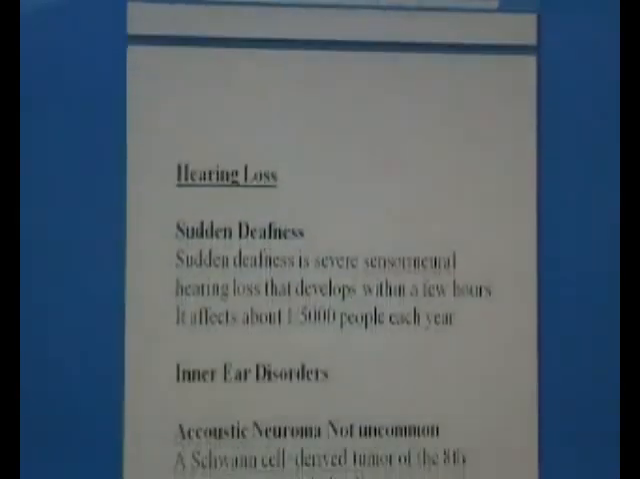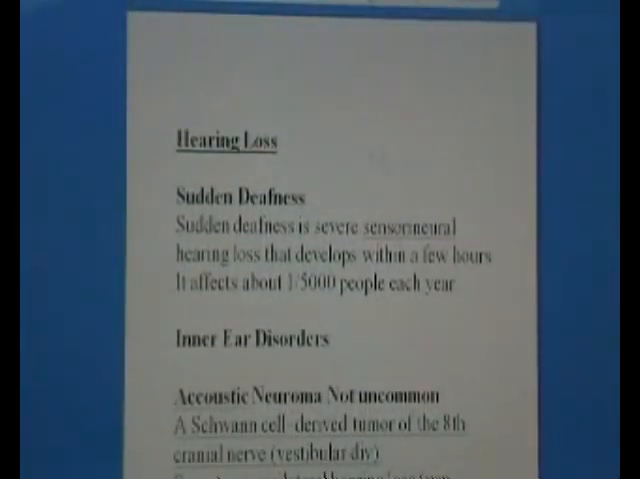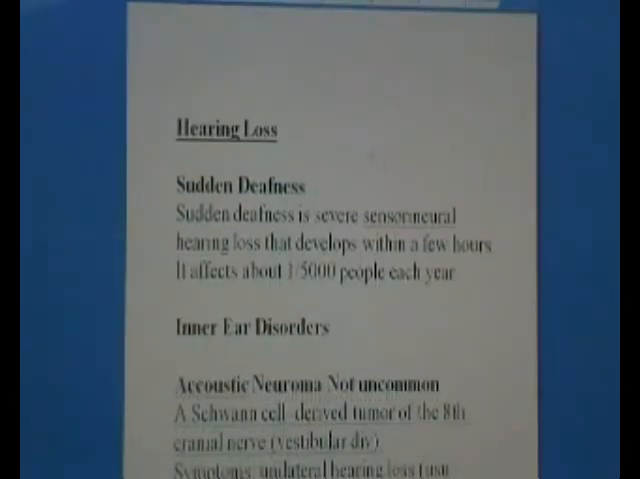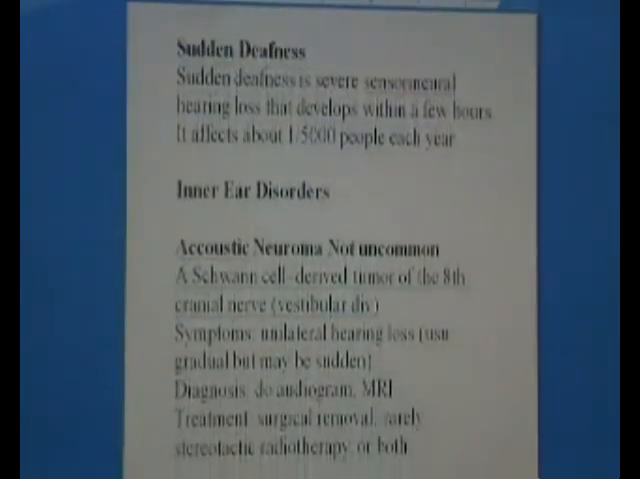Now, hearing loss. If it's sudden, it can be pretty important actually. Sudden deafness means hearing loss developing within a few hours. It can affect 1 in 5,000 people. So you've got to really look at this and sort it out quickly, because it can range from the following things: inner ear disorders, acoustic neuroma.